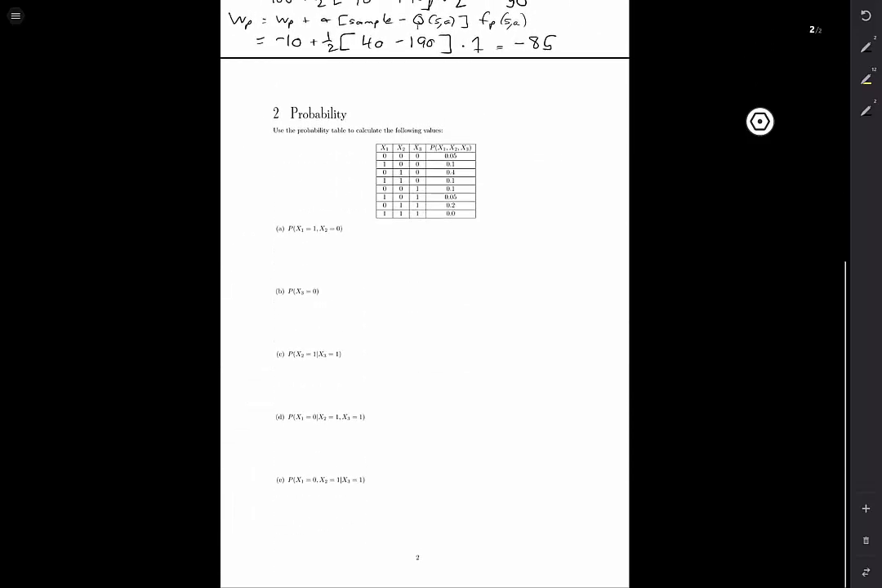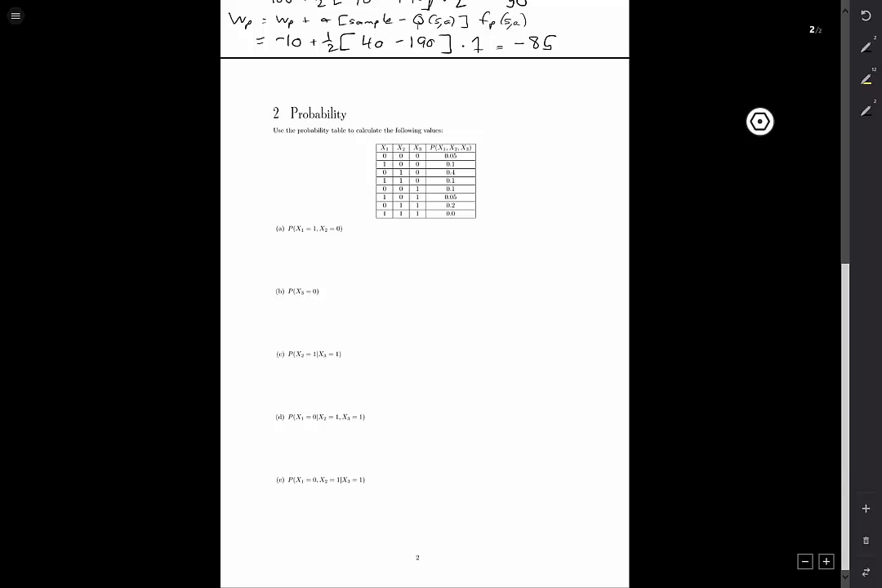Okay, so now on to probability. So they want us to use this table to calculate the following values. So we're going to use the rules of probability, like I showed in the section video, to solve these. So for A, the probability x1 equals 1 and x2 equals 0, let's rewrite this using marginalization. So it's the sum over all values x3 can take of the probability x1 equals 1, comma, x2 equals 0, comma, x3 equals little x3.